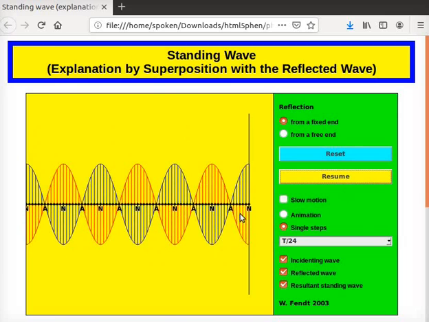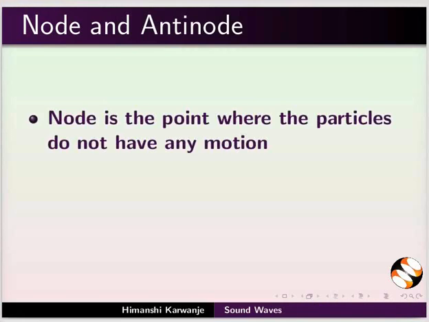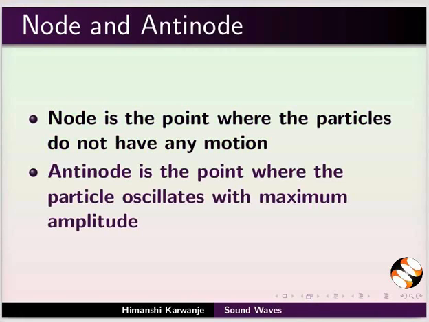After the reflection from the fixed end, you can see A and N on the string. Here, N is a node and A is an antinode. Let us define a node and an antinode. Node is the point where the particles do not have any motion. Antinode is the point where the particle oscillates with maximum amplitude.